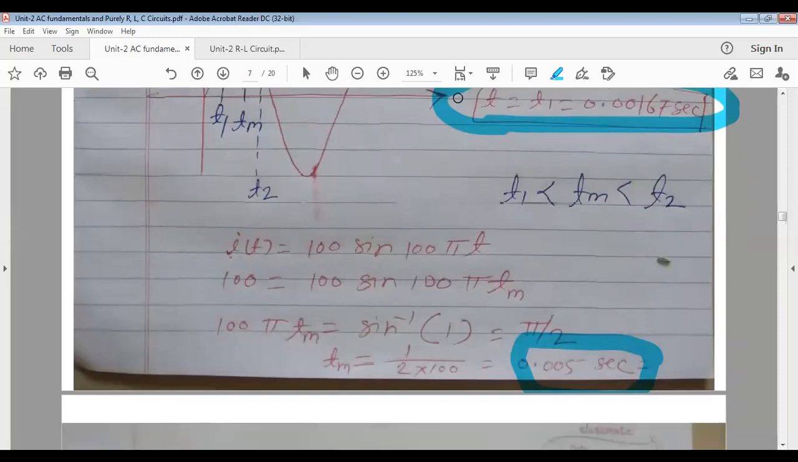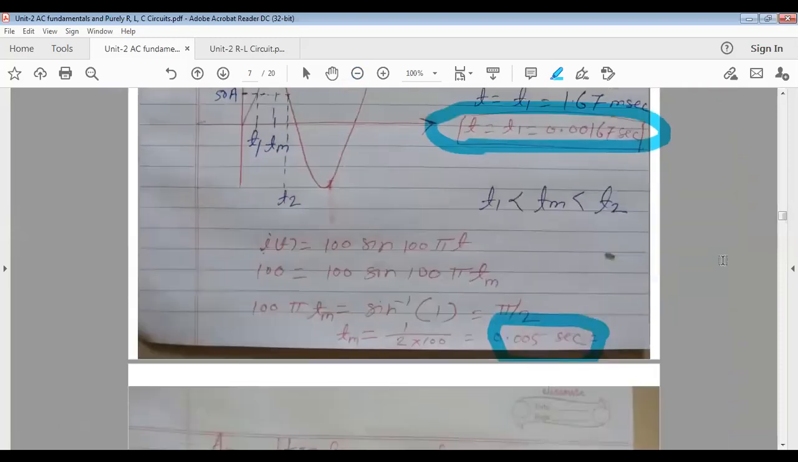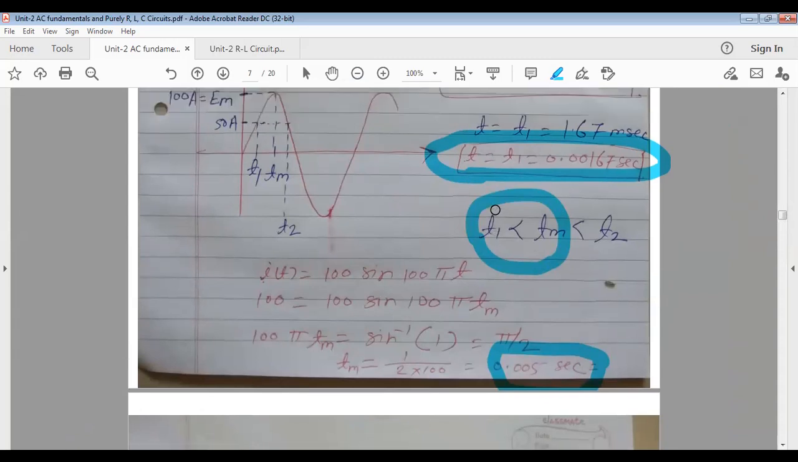Compare both values. Which one is greater? Tm. Tm is greater, and as Tm is greater than T, whatever this T you have calculated, 1.67 millisecond, it is T1 you will consider, or T2? T1. Got it? Is this clear to everyone?